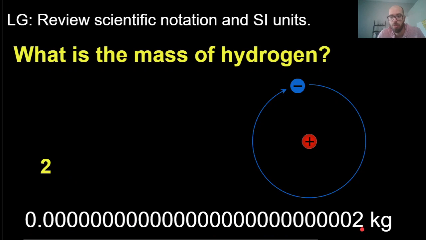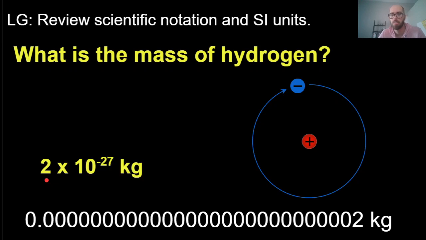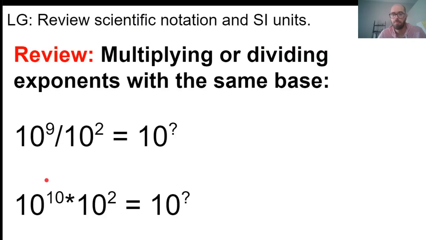So we're going to count: 1, 2, 3, 4, 5, 6, 7, 8, 9, 10, 11, 12, 13, 14, 15, 16, 17, 18, 19, 20, 21, 22, 23, 24, 25, 26, 27. We need to divide the number 2 by 10 27 times. So we're going to write 2 times 10 to the negative 27 kilograms.